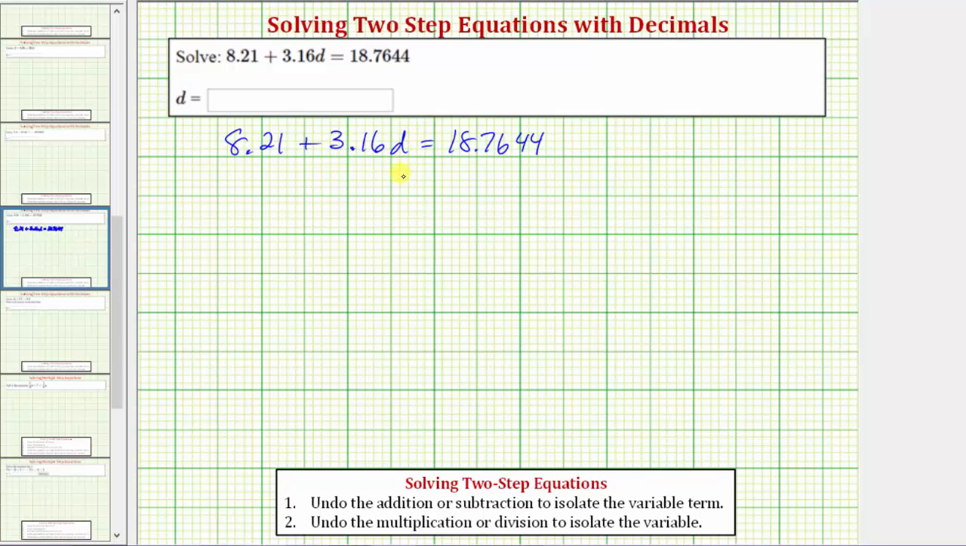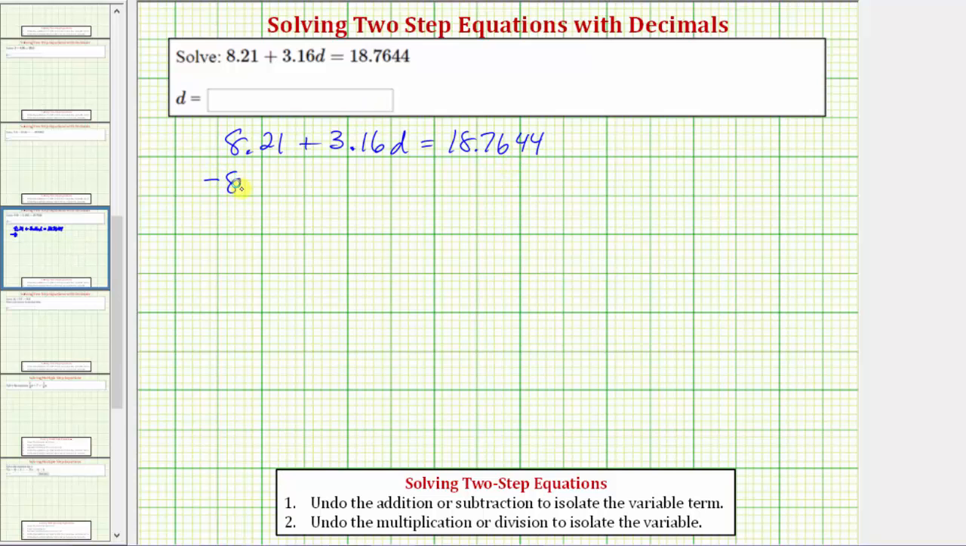The first step is to use addition or subtraction to isolate the variable term. We need to be careful here because it might be tempting to subtract 3.16 on both sides of the equation, but that will not work because the 3.16 is attached to the variable d by multiplication. But we can undo or eliminate 8.21 by subtracting 8.21 on both sides of the equation. So for the first step, we'll subtract 8.21 on both sides of the equation.